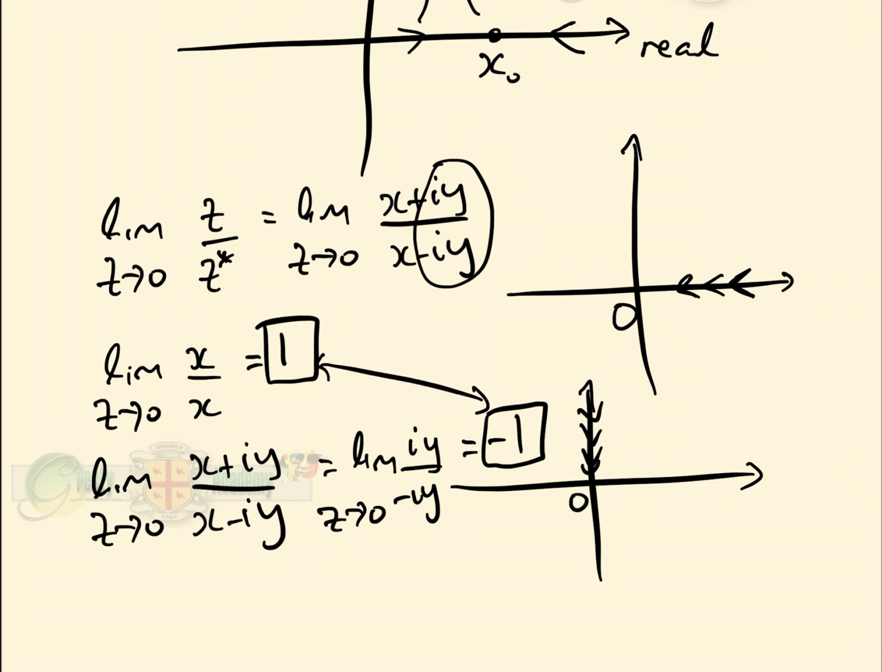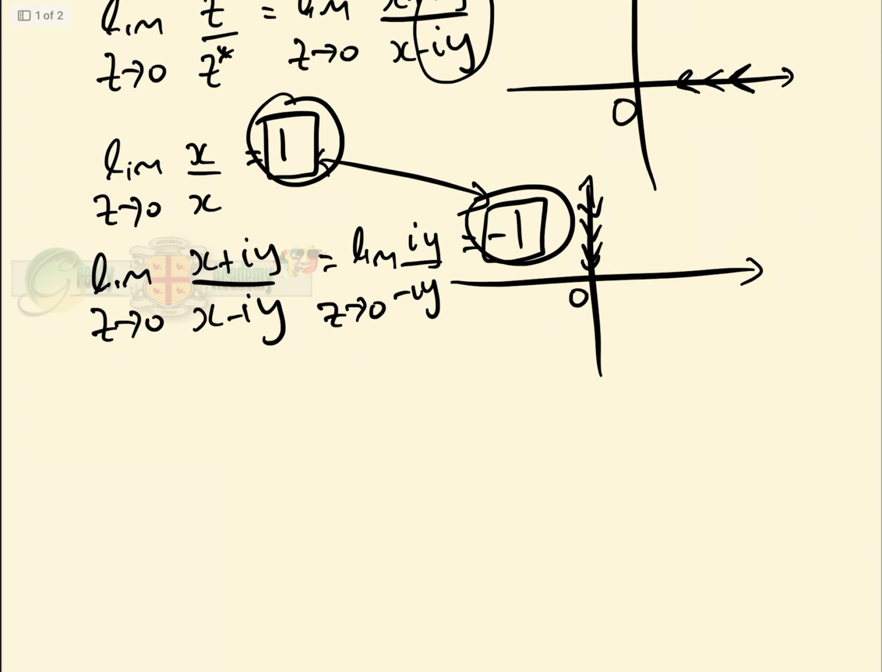And hey presto, with only looking at two approaches, along the real line or along the imaginary line, we have already found that the limit of z over z conjugate does not approach the same thing. Therefore, we know that there is no limit because it has to approach the same value from all directions in order for there to be a limit, and we've already found just after two that there isn't one. But anyway, let's carry on because it gets quite interesting here.